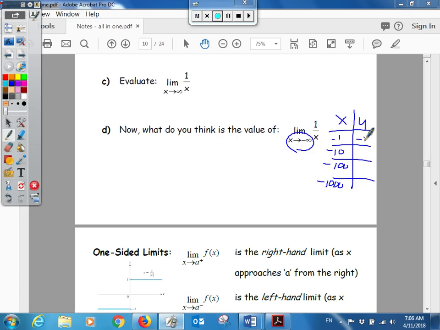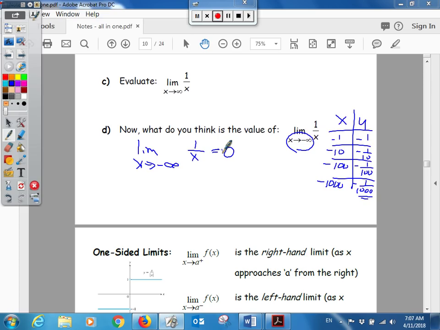Your y values that your function is approaching as x is getting infinitely small are still getting very, very, very close to 0, but they're coming from the underside. They're coming from the negative side, but they're still approaching 0. So the limit as x approaches negative infinity of 1 over x is also going to be 0.